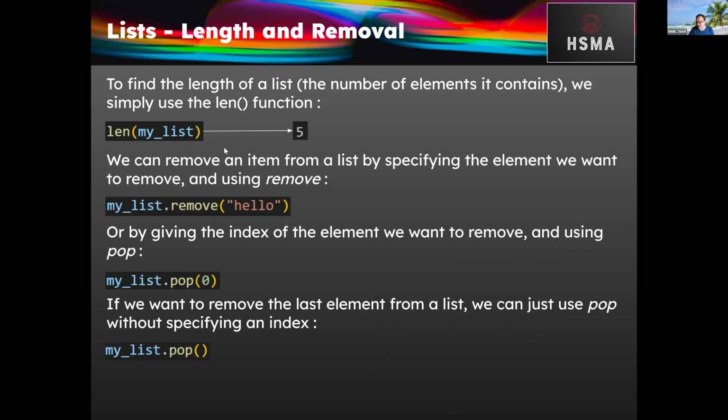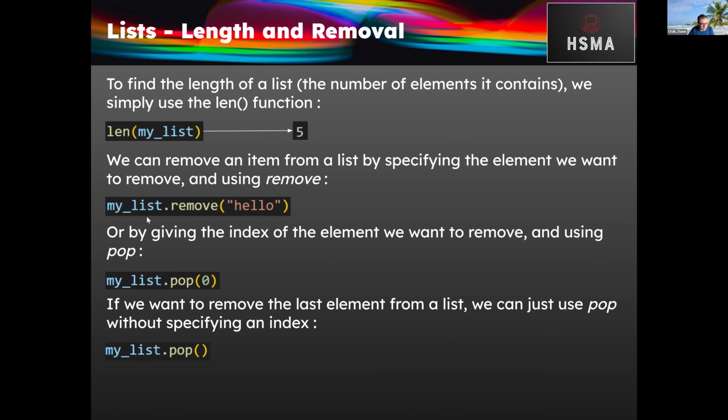And len will find the length of any iterable object, and a list is an example of an iterable object. So if we put in len my list, we've got 5 elements in our list, so it'll give us back the value 5. As well as adding items to a list, we can also remove items from a list as well. The remove method is a method of the list object, so we do see that dot notation again.